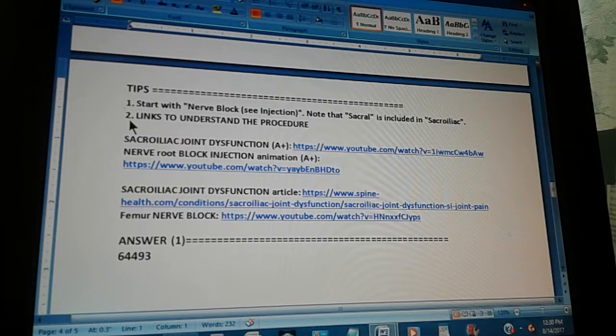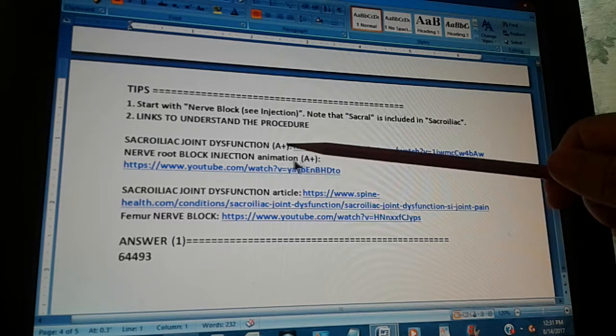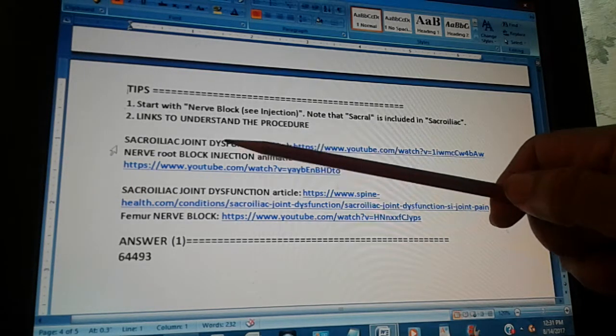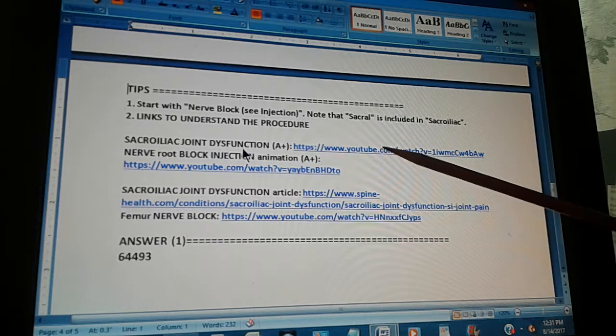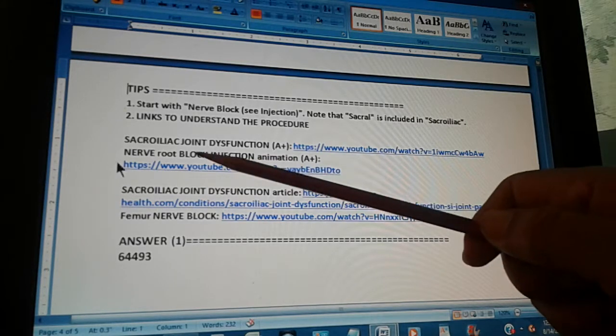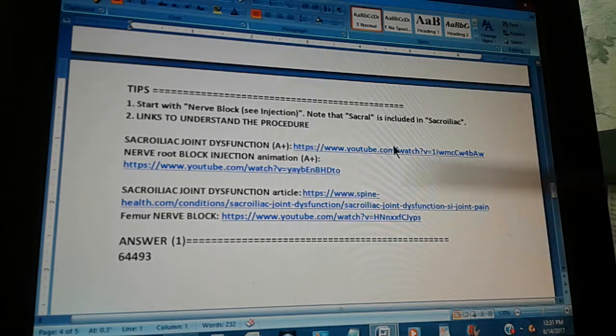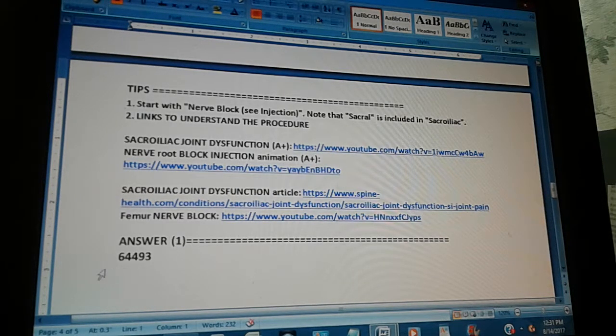Now, we have links to understand this procedure. The main two links, as usual, are the two A+ videos. The first one explains a lot about the SI joint, the sacroiliac joint, so click this to learn about the SI joint. The second one is how the nerve block is done. These two A+ videos are recommended, and if you have more time, you can read the next links. Now you have the answer and the tips, so we're going to count to 3 so you can pause the video and give us the path, how we got to the answer. 1, 2, 3.